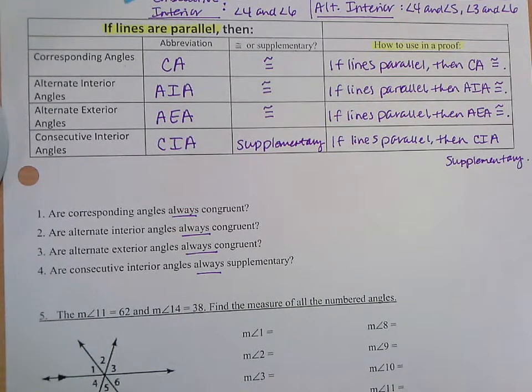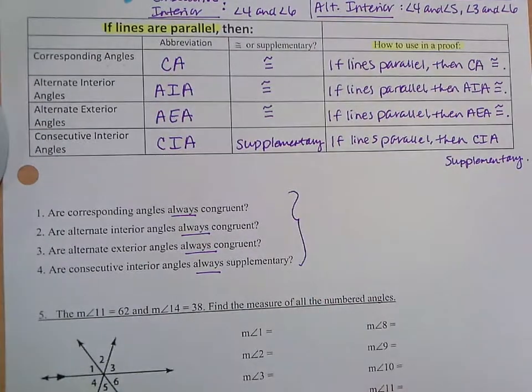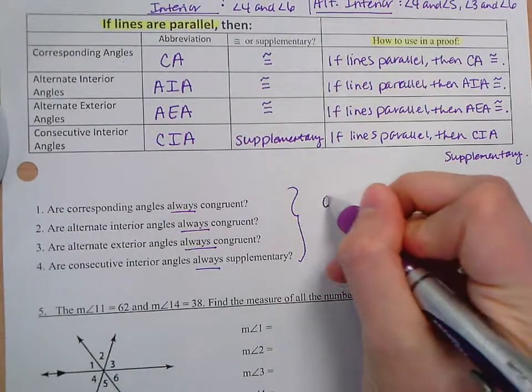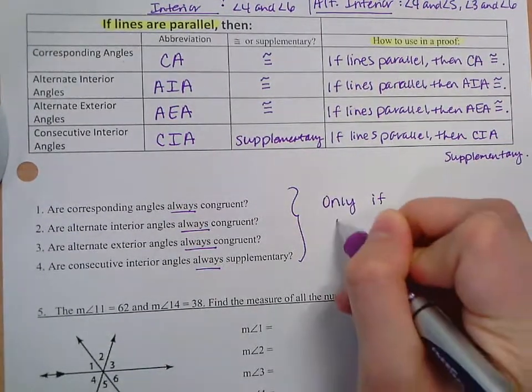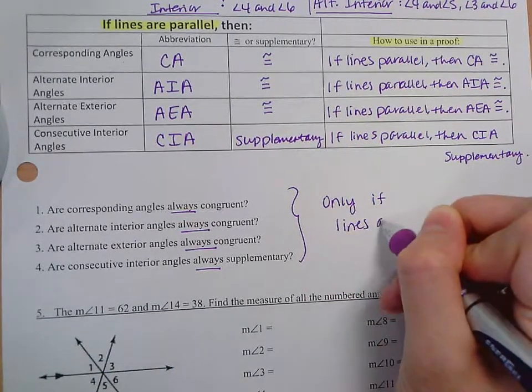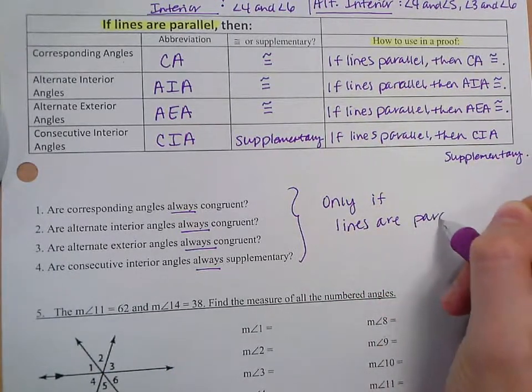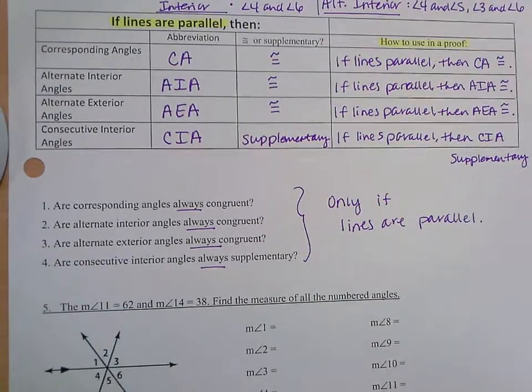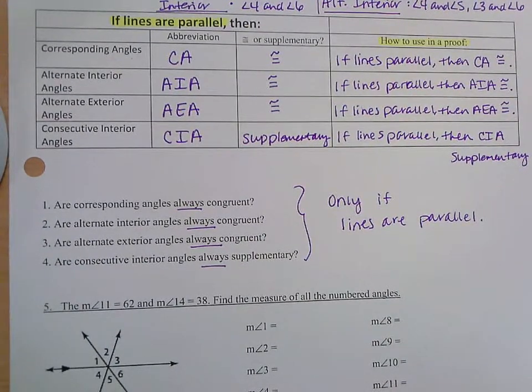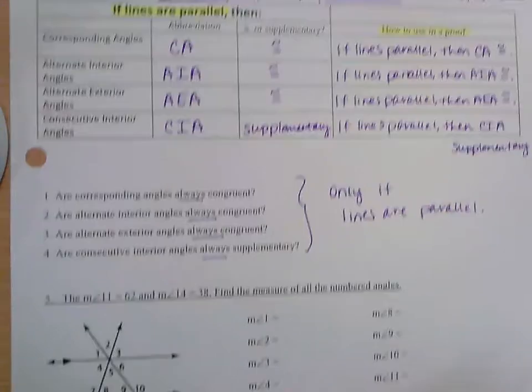Would you say, based on what we just discussed both yesterday and now today, is this always true? No. When is it true? When the lines are parallel. So the response to all of these, only if lines are parallel. If the lines are not parallel, you still have those angle pairs, but the pairs of angles are not congruent or supplementary like they are if the lines are parallel. So you have to know the lines are parallel to begin with.